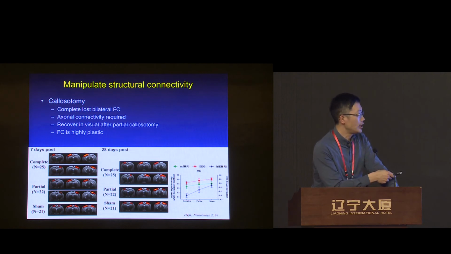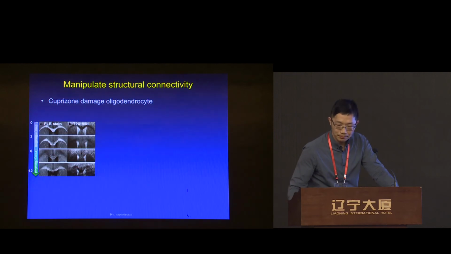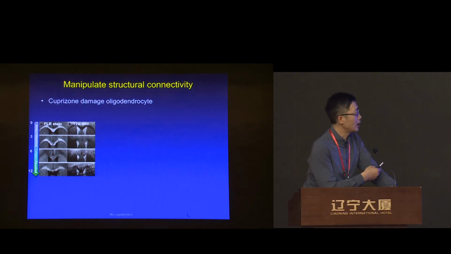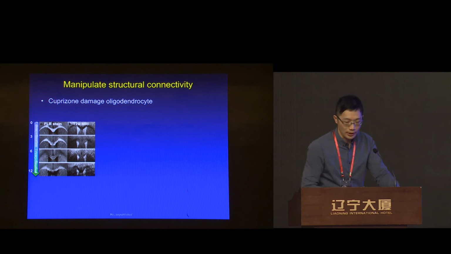So what it shows is that even after losing the direct axonal projection, the functional connectivity could still find a way to reroute. We modulate the connectivity in a slightly different way. We use a toxin called cuprizone that is used to damage oligodendrocytes. You feed the animal cuprizone for 6 weeks, and you can see a gradual demyelination, also seen in T2-weighted MRI. If you remove the toxin, the myelination comes back, so it goes through another remyelination process.